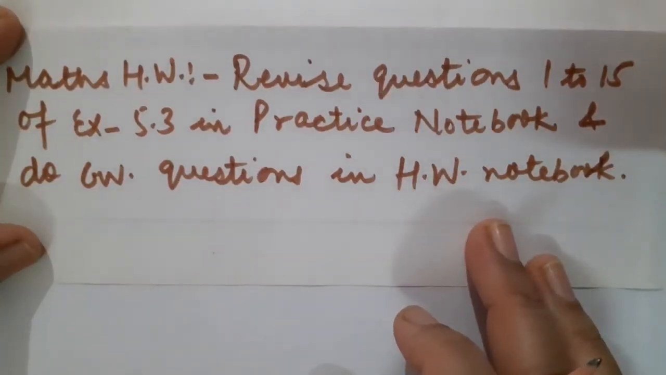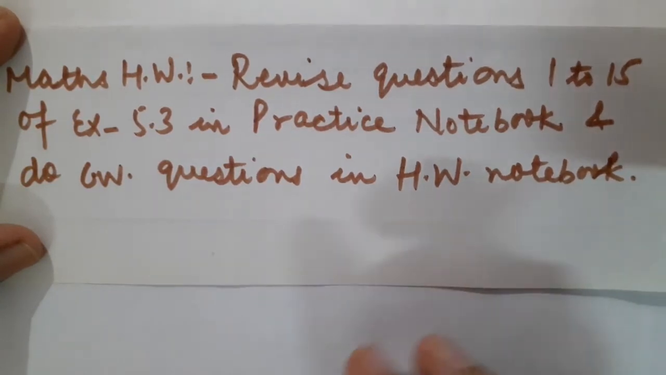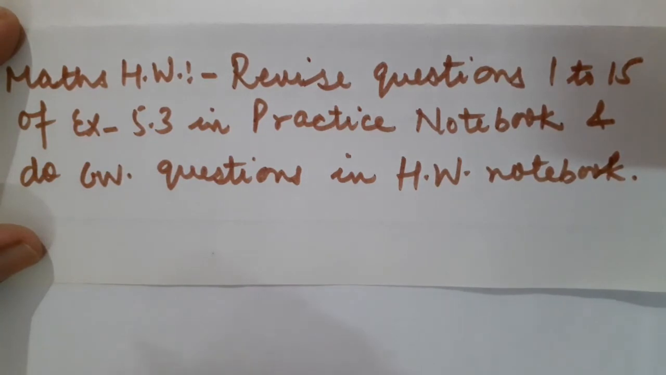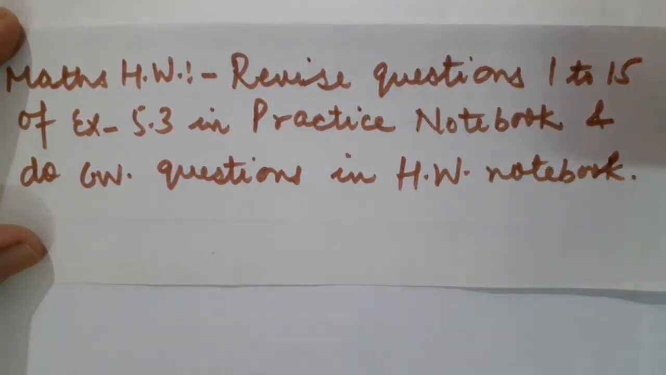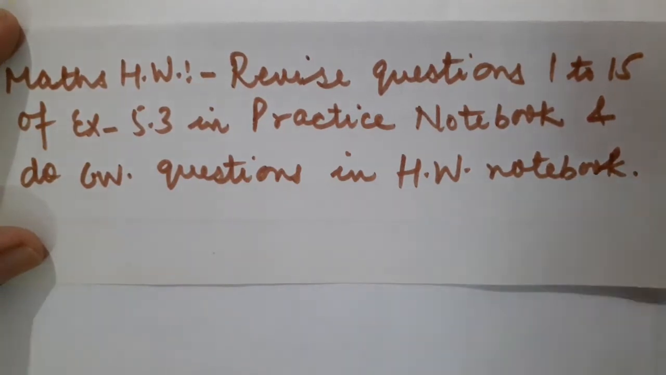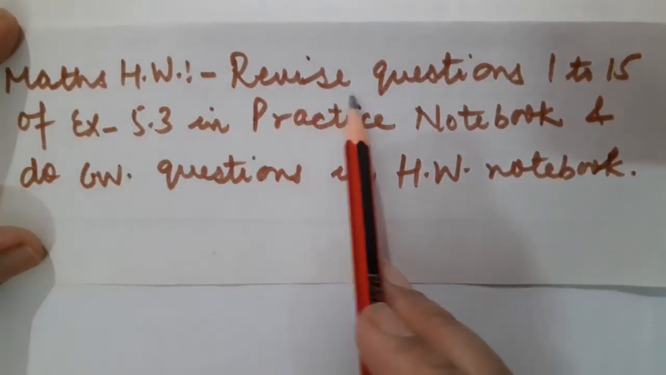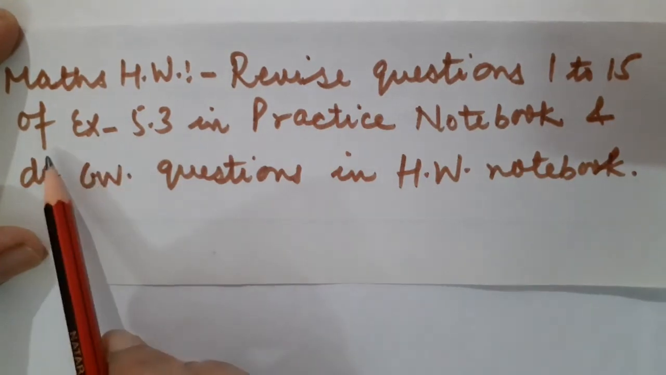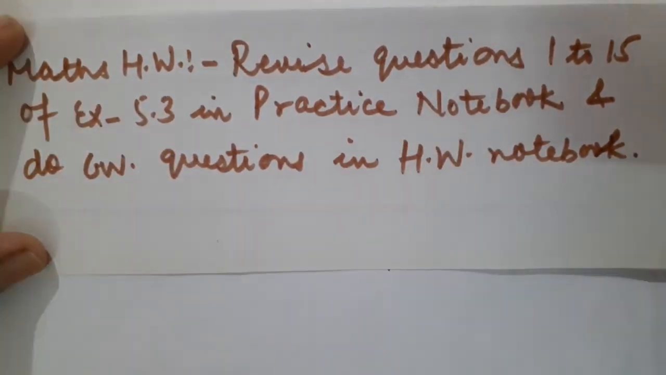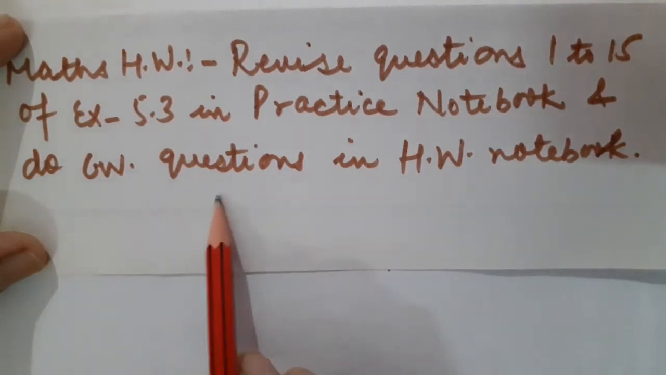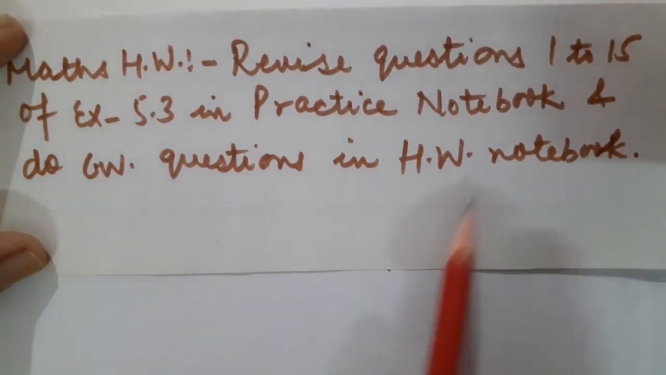Correct, students? Now children, that's it for the day. Today we have completed chapter number 5, that is arithmetic progression. Fine. And as I told you, all the HOTS I am going to teach you, those I have taught you now. Fine. Now this is the time to get the mathematics homework. Your maths homework is that you have to revise questions 1 to 15 of exercise 5.3 in your practice notebook and do the HOTS questions which I have taught you in today's lecture in your homework notebook.